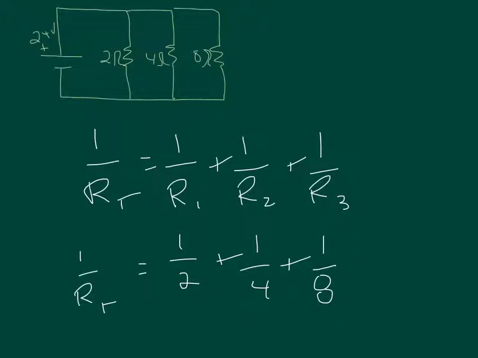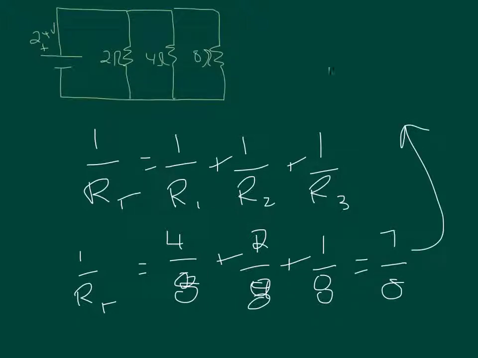Least common denominators. Well, if we go to 8, that becomes 4 over 8. That becomes 2 over 8. And we get 7 over 8. And then we know that RT is equal to 8 divided by 7. 1.14. Oh my gosh!